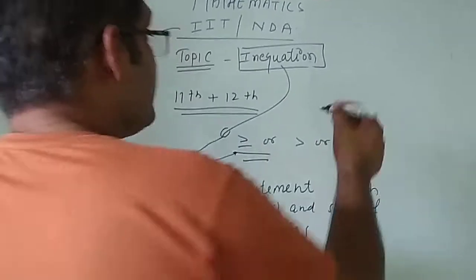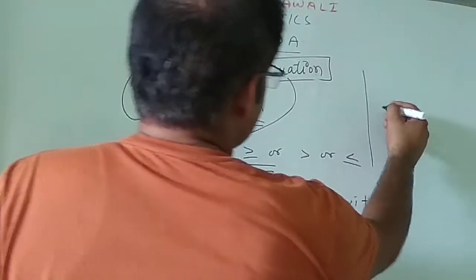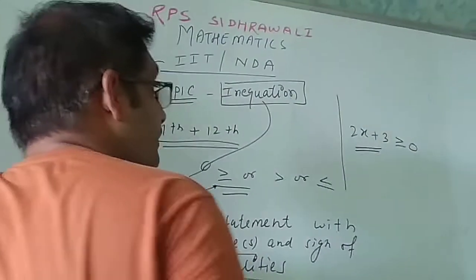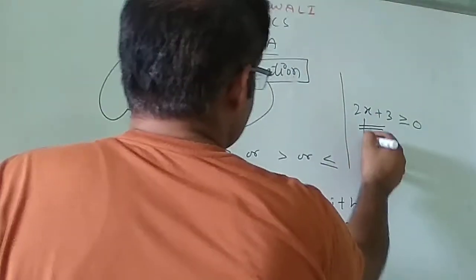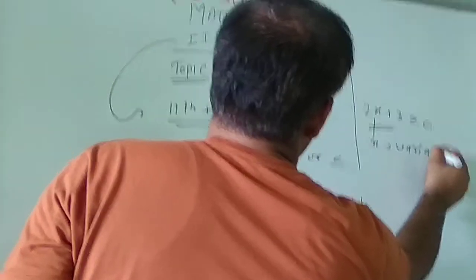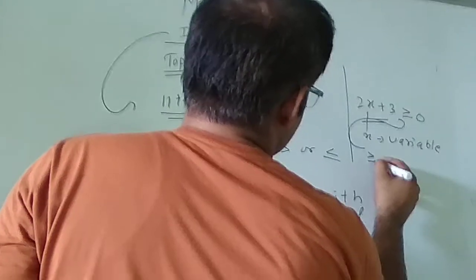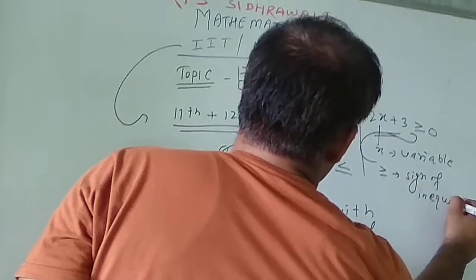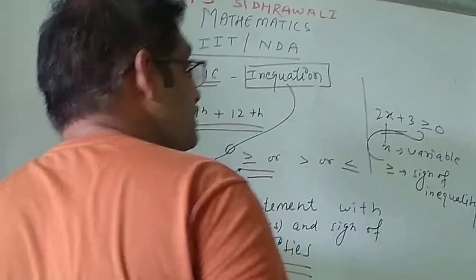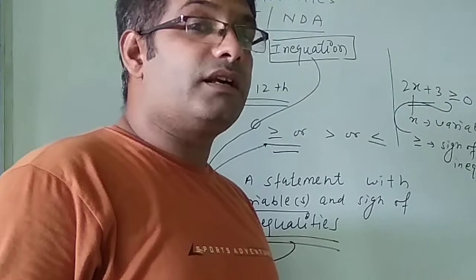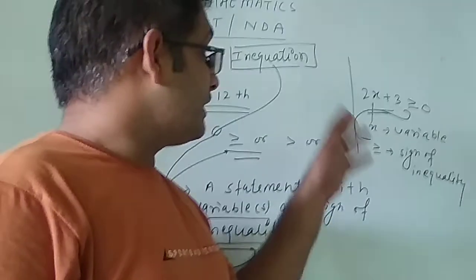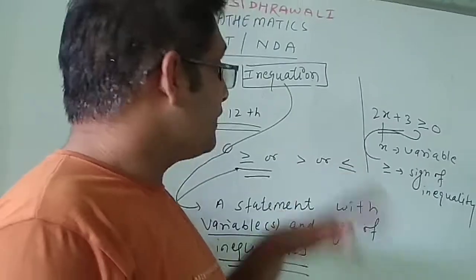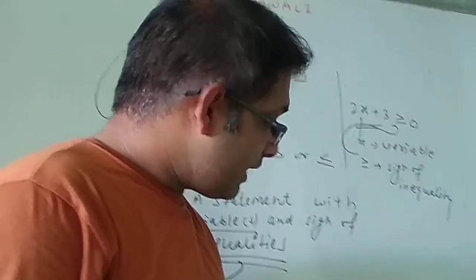For example, if we take an example of inequation, that is 2x plus 3 greater than or equal to 0. This is an inequation. In this, x is the variable and this is the sign of inequality. By definition, this is a statement which consists of a variable and a sign of inequality. We can say 2x plus 3 greater than or equal to 0 is an inequation. So this is about the inequation. What is the inequation? How to solve an inequation?